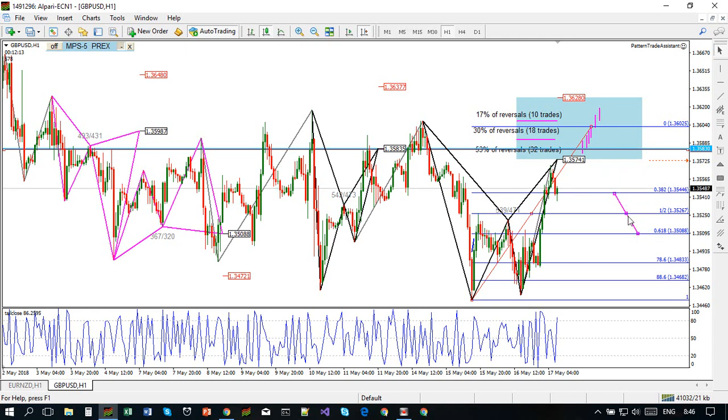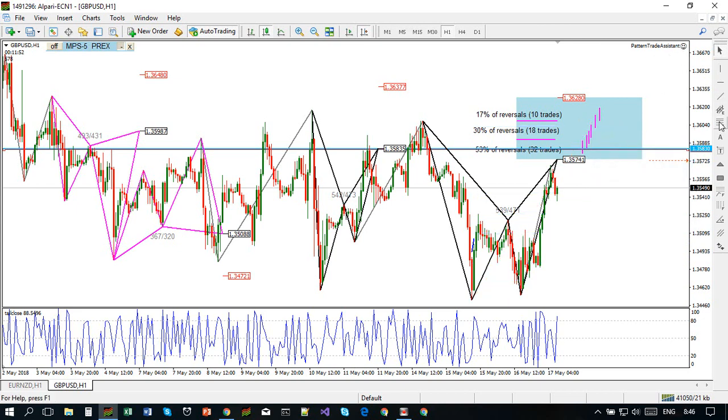In case of 618, I have the second target, so this way I let my profits run, and in case of moving to the downside, moving back, I am cutting my losses, so I have 0. So this is the second rule for trade management. Also done automatically by pattern trader system.